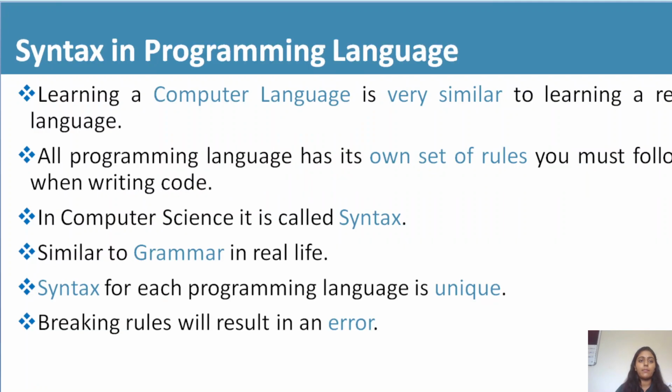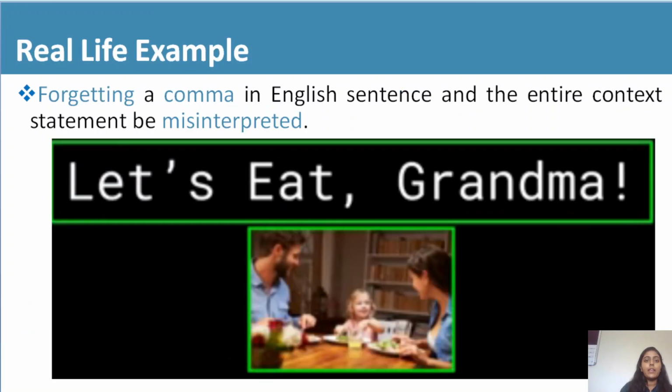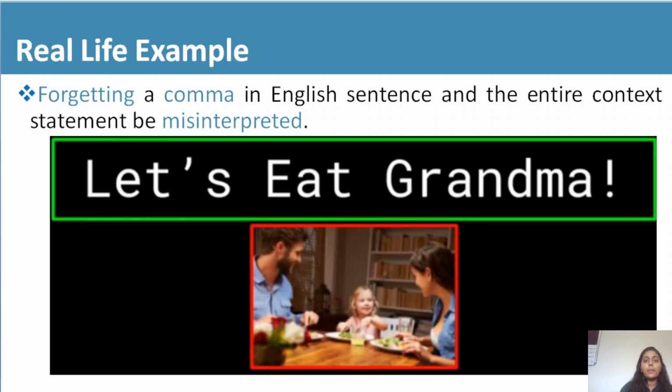We need syntax. What is syntax in programming language? Learning a computer language is very similar to learning a real language. Every programming language has its own set of rules you must follow when writing code. In computer science, it is called syntax. Similar to grammar in real life, syntax for each programming language is unique. Breaking the rules will result in an error. Real life example: forgetting a comma in an English sentence and the entire context of the statement may be misread.